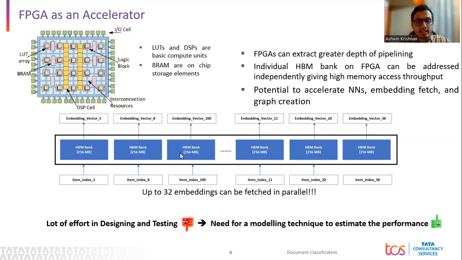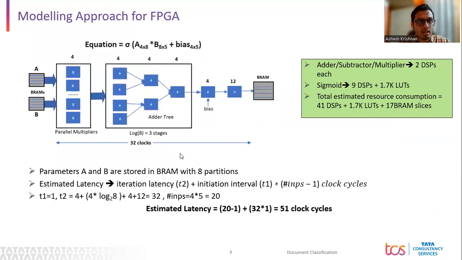So we felt there is a need to come up with a modeling technique to estimate the latency or performance of the different layers of an SBR on an FPGA. So we came up with a modeling approach. Here in this example, we could see that the equation implements the product of matrices A and B, followed by a bias addition, and we apply a sigmoid operation on the product and the bias addition. Here, the innermost loop of the matrix multiplication is fully unrolled.